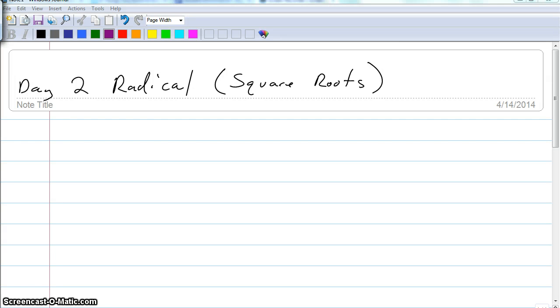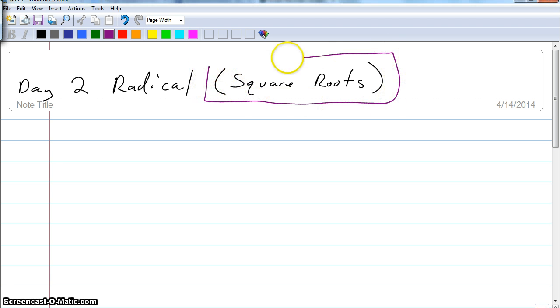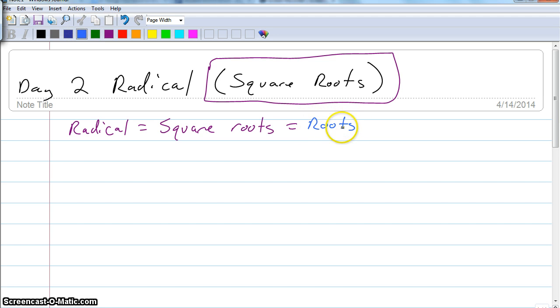All right, day 2, we're going to talk about radicals. Radicals, a more common name of the ones that we're going to study, are square roots. But square roots are a type of radicals. So if I say radical, that's the same thing as square roots, at least for this unit. Or I'll also often say just straight up roots, just abbreviated.